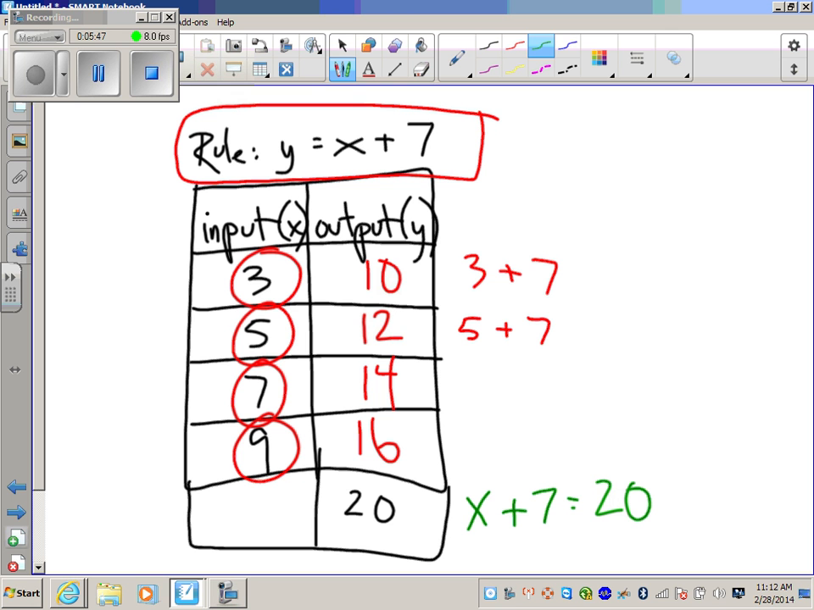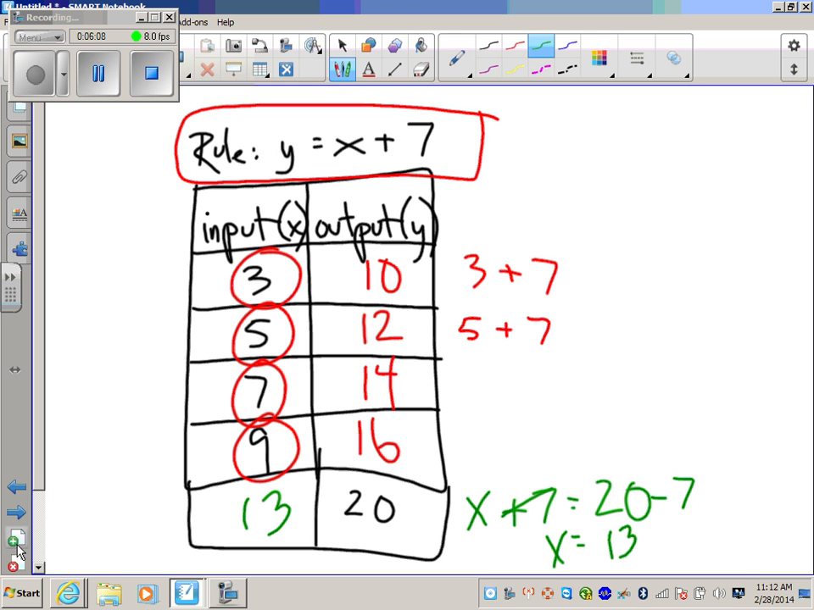So it just looks like one of these equations that we worked on earlier in the week, or was it last week? I can't keep track of days anymore. How we find our value by doing the opposite, which is what? We'd subtract 7 from both sides, and X would equal 13, and I can plug a 13 right in there.